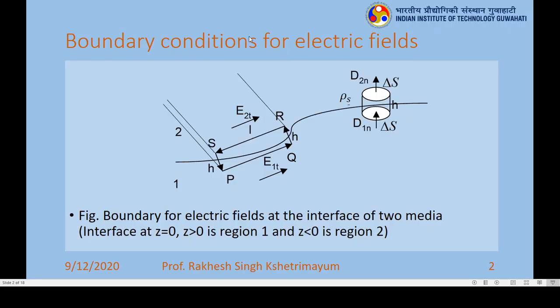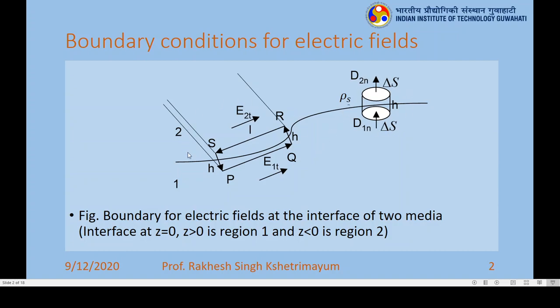So in this lecture, we'll discuss the boundary conditions for electromagnetic fields. First, we'll consider the boundary conditions for electric fields. These are the two figures we'll be using for solving the boundary conditions for electric fields.